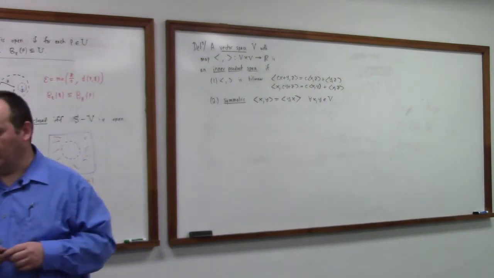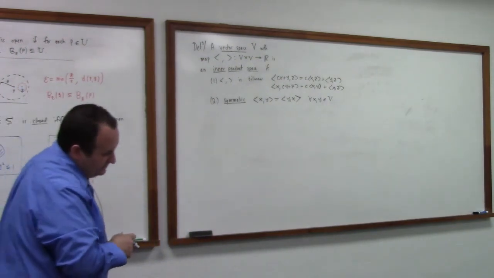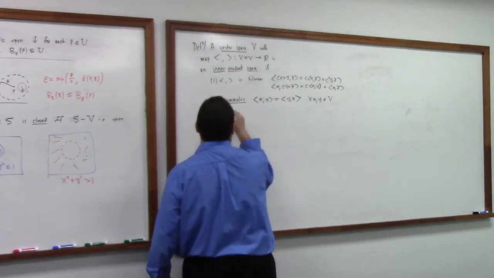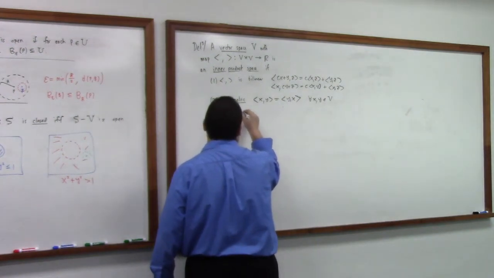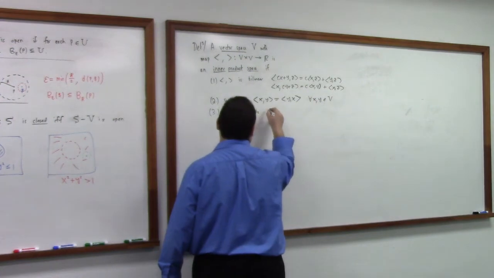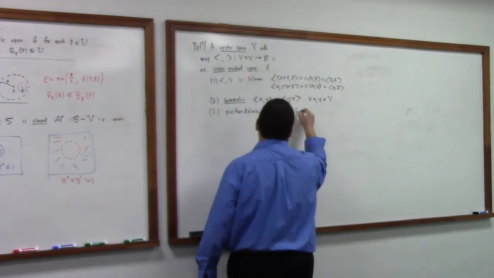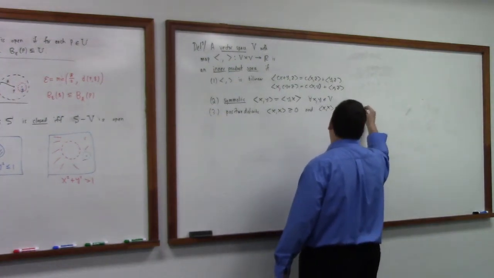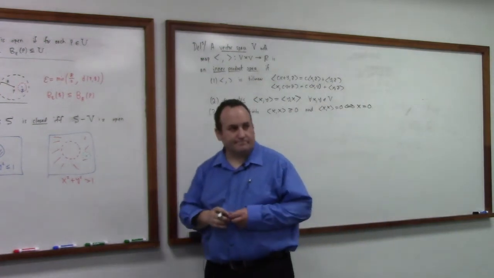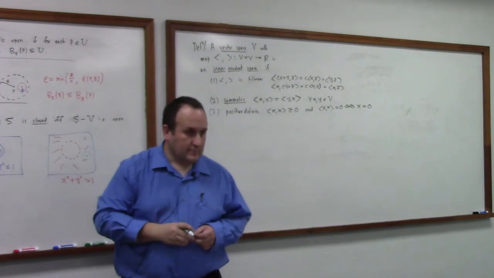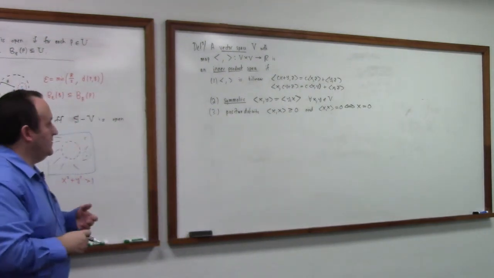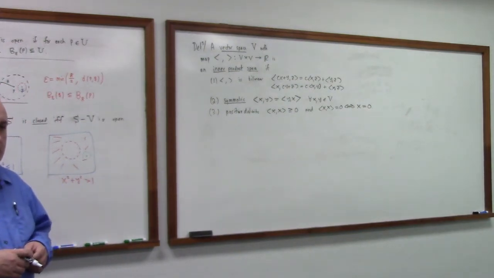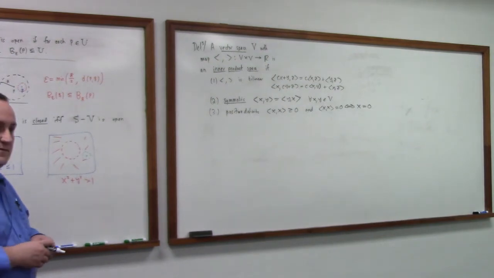It's bilinear, symmetric, what else? And it's positive definite. Number three, <x,x> is greater than or equal to 0, and <x,x> equals 0 if and only if x equals 0. So a vector space paired with an inner product is called an inner product space. Can you guys tell me any examples of inner product spaces?